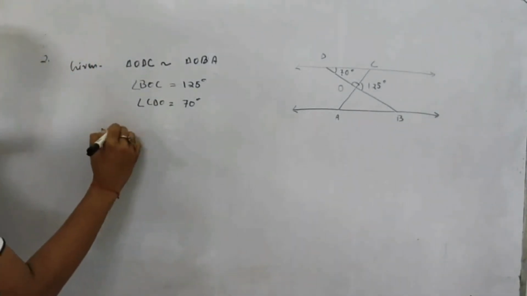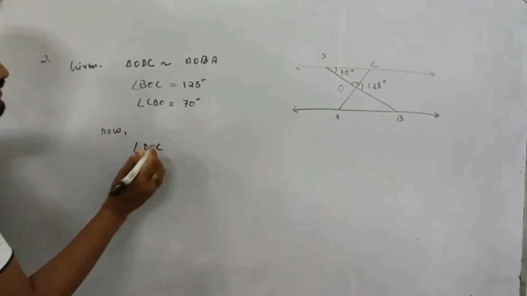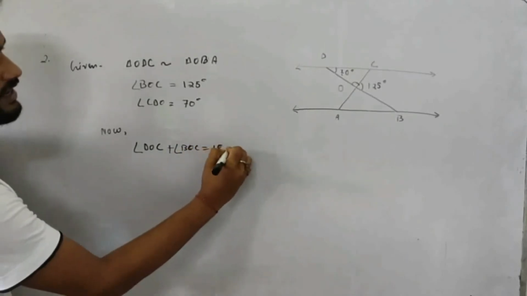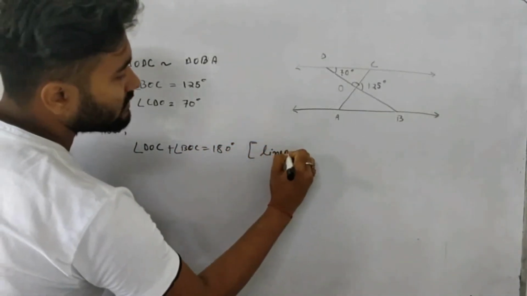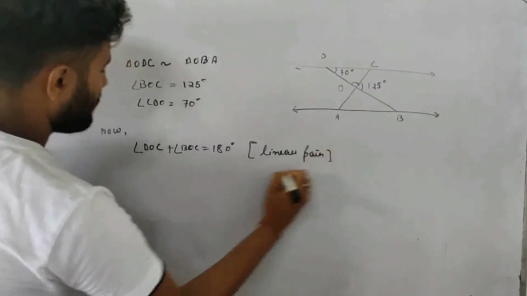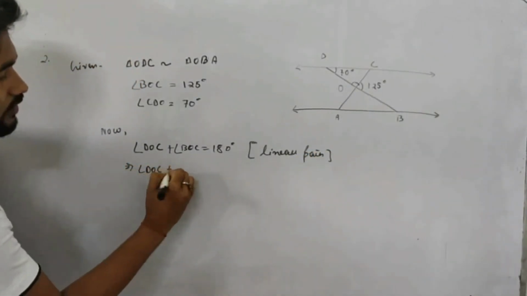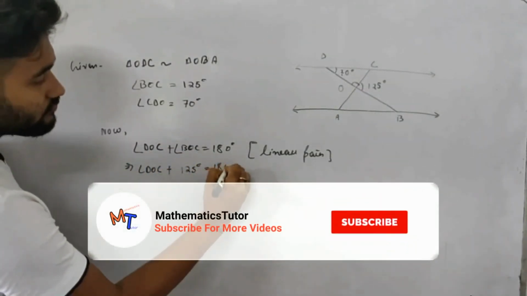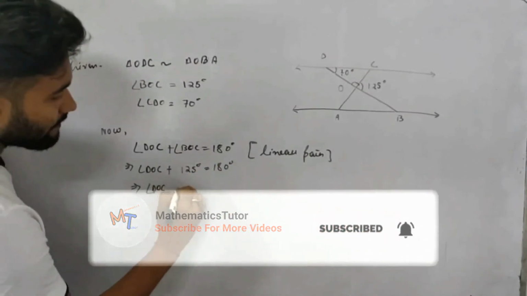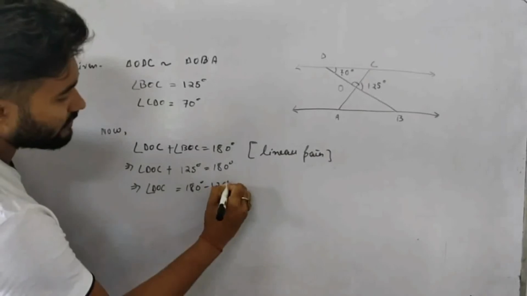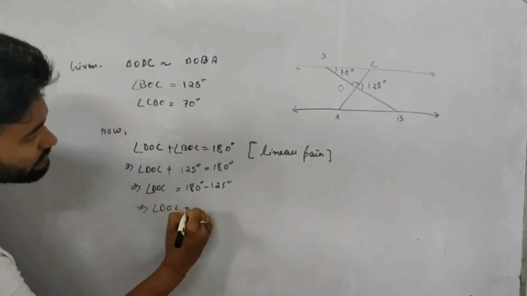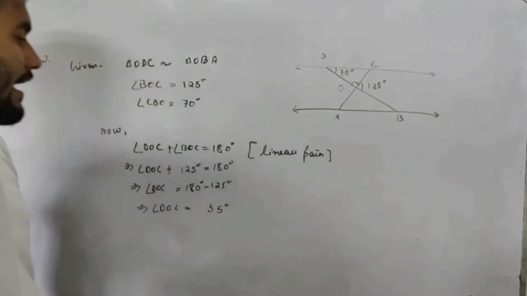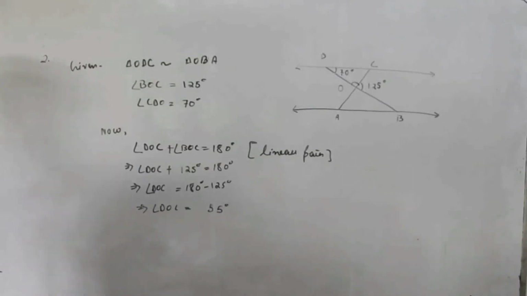Now angle DOC, this angle you have to find, plus angle BOC will be equal to 180 degrees. Linear pair. Put the value. Angle BOC is 125. Take 125 degrees that side: 180 degrees minus 125 degrees, which implies angle DOC will be equal to 55 degrees. Understood? Got one angle.